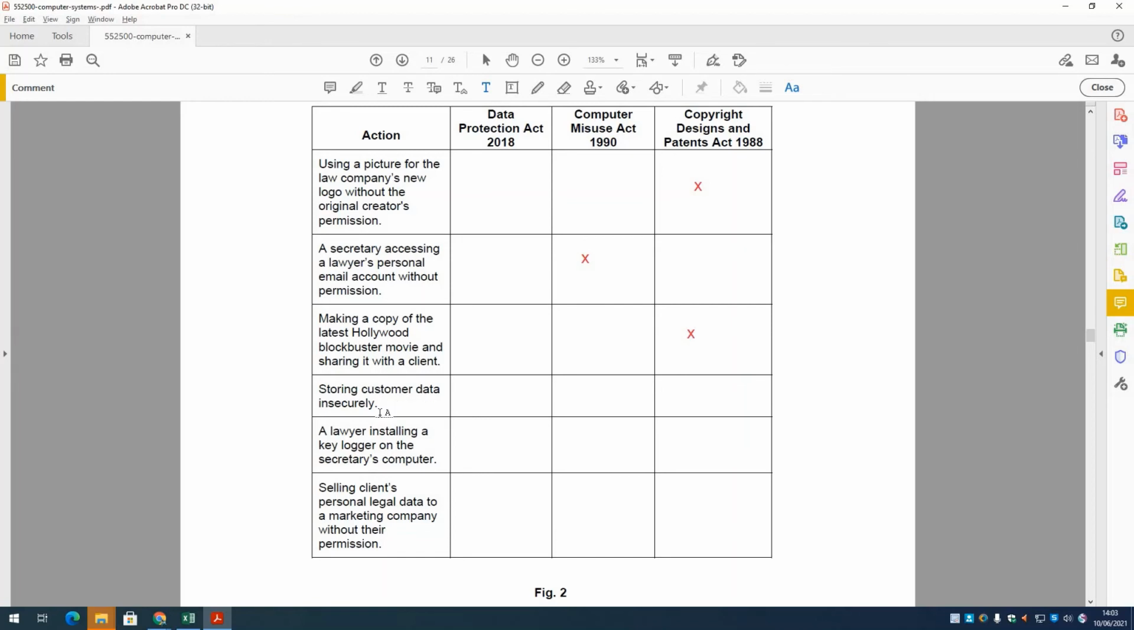Storing customer data insecurely. Well, that's quite an obvious one. It's Data Protection Act. A lawyer installing a keylogger on the secretary's computer. So a keylogger gathers information about people, and it's basically hacking into their data. But it's not Data Protection Act because you're installing it, you're using it in an inappropriate way. So that would be the Computer Misuse Act. And then the last one is selling clients' personal legal data to a marketing company without their permission. So it's basically selling data. That's talking about how we use data. So that's going to be the Data Protection Act.